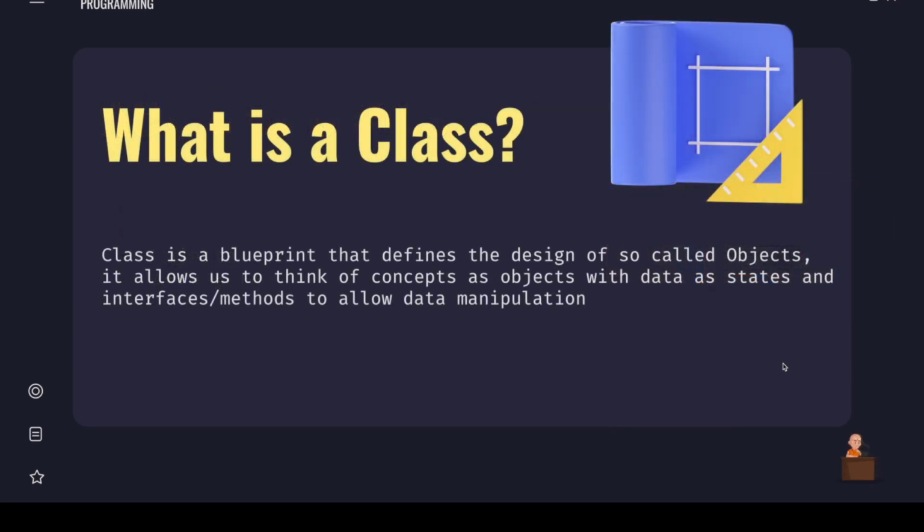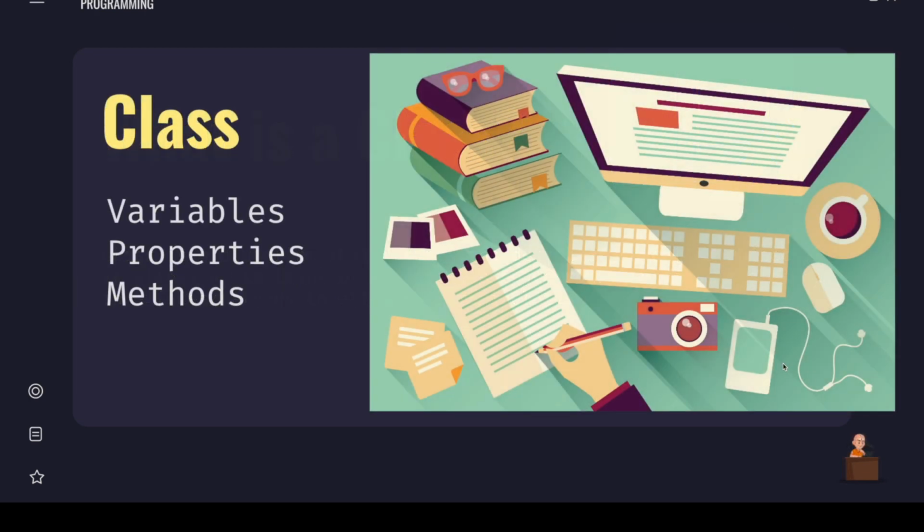What is a class? It is a blueprint of some sort that defines the design of so-called objects. It allows us to think of concepts as objects with data as states and interfaces or methods to allow data manipulation. A class has three main things: variables or attributes, properties, and methods.